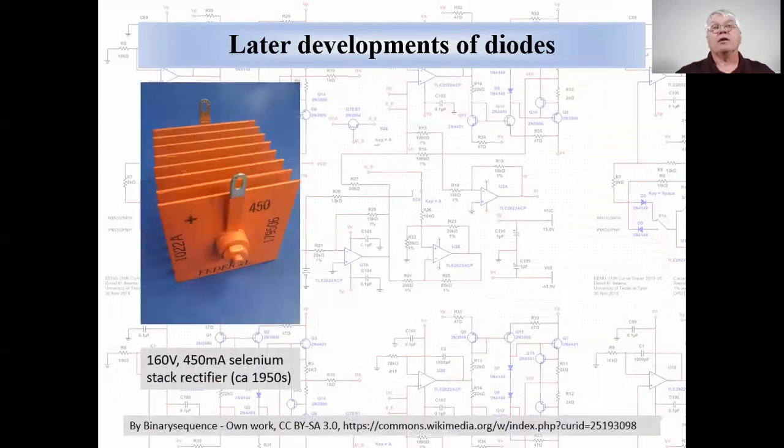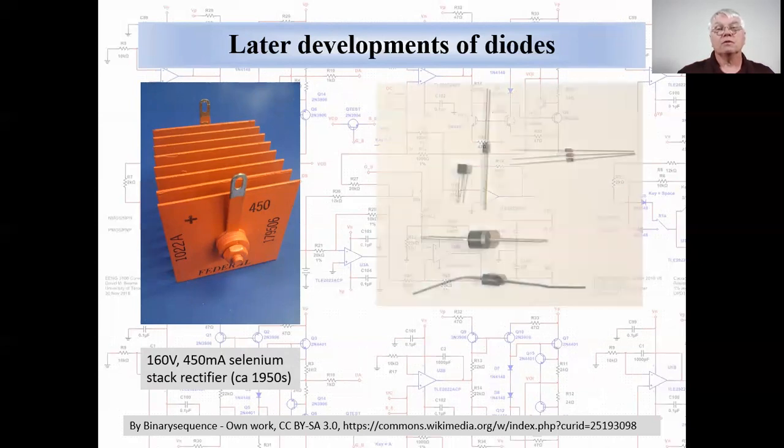Later development of diodes greatly extended their ranges of applications. This is a selenium rectifier stack for AC to DC power supply applications. They were introduced in the 1930s and were more efficient than vacuum tube diode rectifiers. This rectifier stack is capable of carrying a current of 450 milliamperes when conducting and withstanding 160 volts when not conducting.